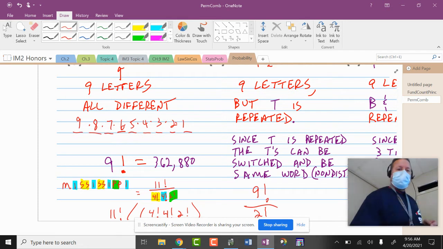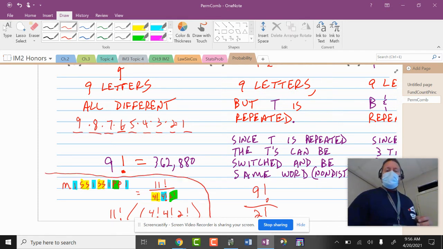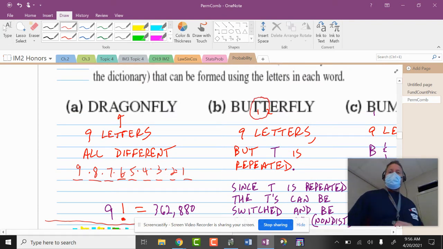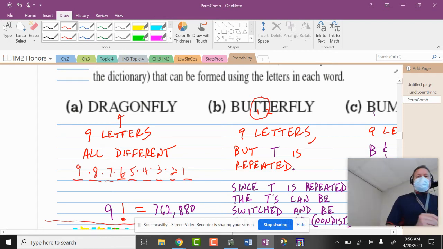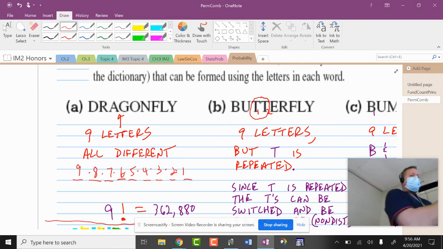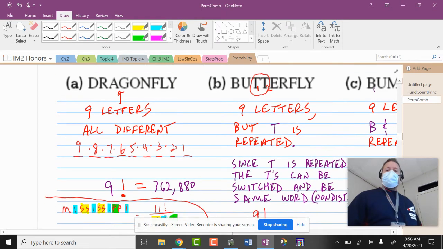That's a different example. That made a big idea about how butterfly is different, and how they're different is when I switch these two T's, I still have butterfly. So that's a repeated, non-different arrangement of letters. It's the same word. So that has to do with combinations, by the way, when we get to that part.